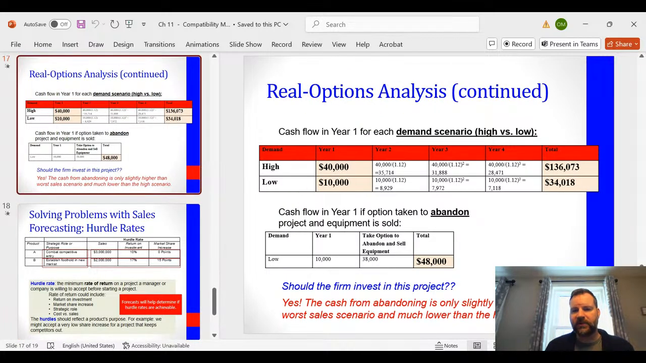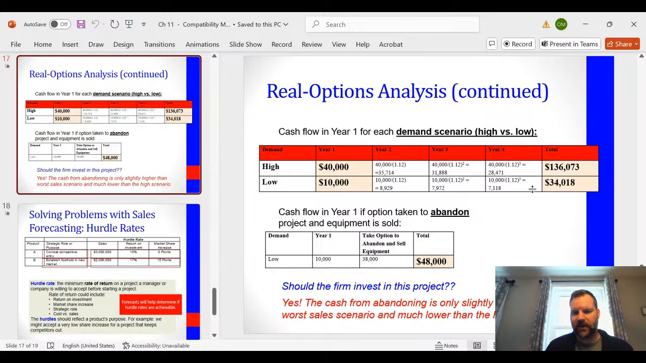So as an example, just a hypothetical, let's say for a product on the high end after 4 years, you're looking at a profit of 136,000, on the low end 34,000. And then what if we just abandon it? Then it'd be 48,000. So in this case, the idea here is you're looking at the low end and the abandon option, seeing if there's much difference here. In this case, there's actually not a lot of difference.